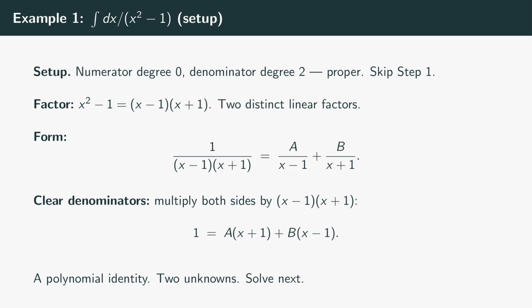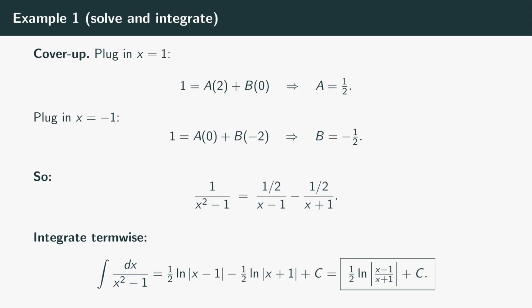Step 4, clear denominators. Multiply both sides by the quantity x minus 1 times the quantity x plus 1. The left side becomes just 1, the original numerator. The right side becomes a times the quantity x plus 1 plus b times the quantity x minus 1. That's a polynomial identity that must hold for every x. Two unknowns, one polynomial equation. Easy to solve next. Use the cover-up trick.